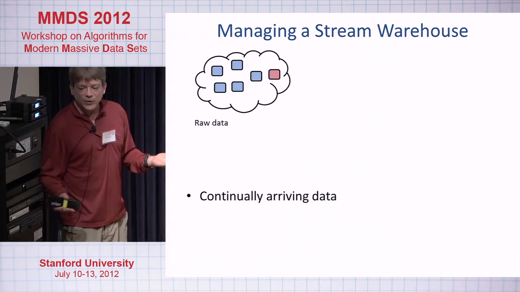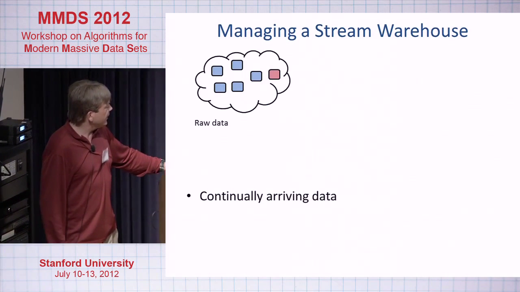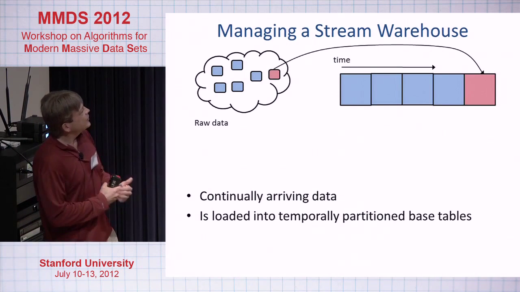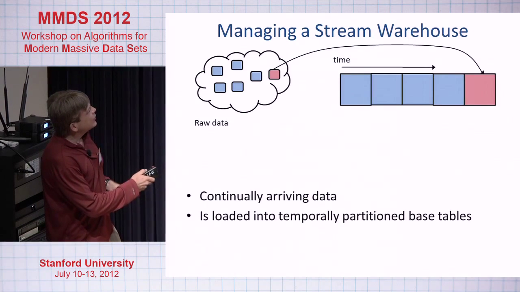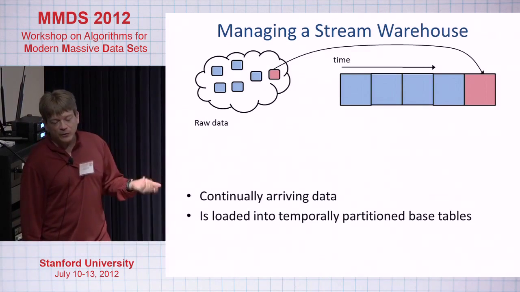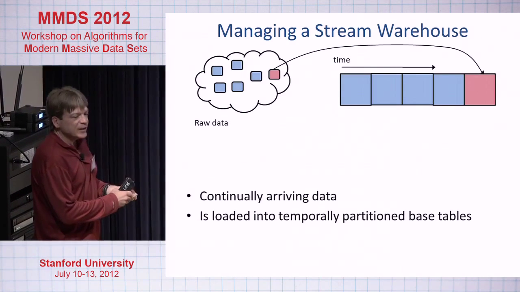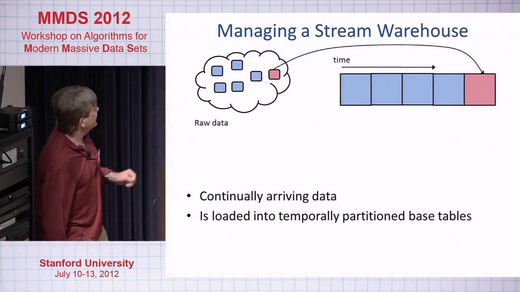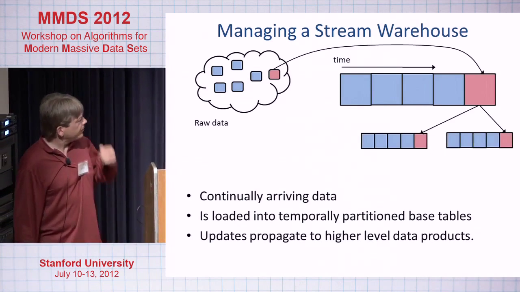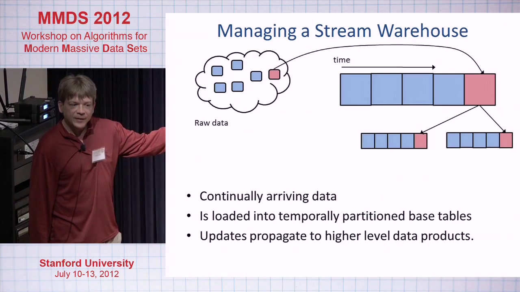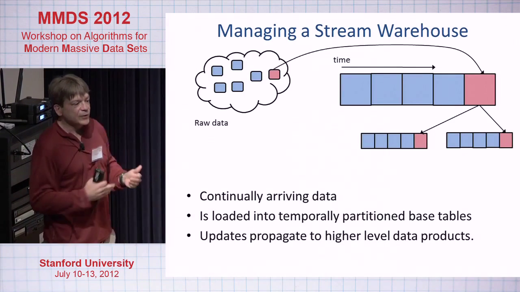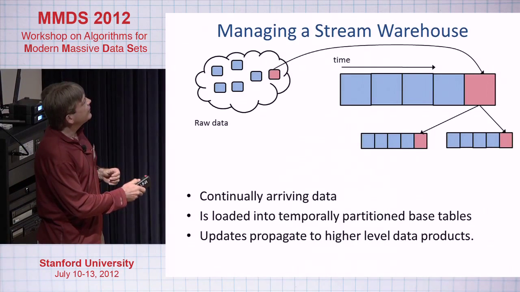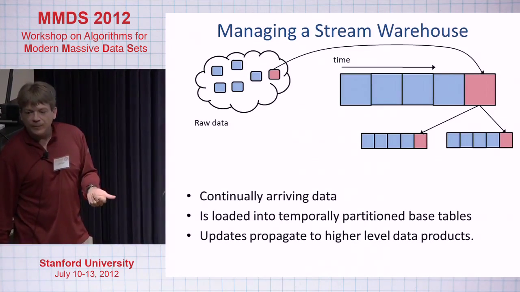So what happens in a Stream Warehouse? Well, you get all this raw data coming in, and when something new comes in, you try to put it somewhere. Usually, the way that you want to run a warehouse like this is you want to do partitioning, some sort of temporal partitioning. So when new data comes in, it's probably newer than all the previous data, so you just create a new partition to hold it. That's nice. And then you push these updates into the higher level data products. If you have a really big table, you might use additional dimensions of partitioning, but we're always going to have a base level of partitioning that is somehow temporal.